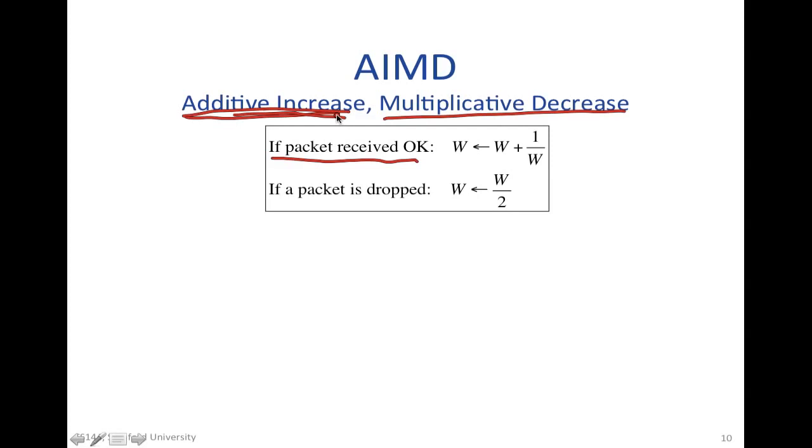If things are going badly and packets are dropped, then it's going to use this as a signal of congestion. And if that happens, it's going to reduce the cwnd by a factor of 2. It's going to halve it.